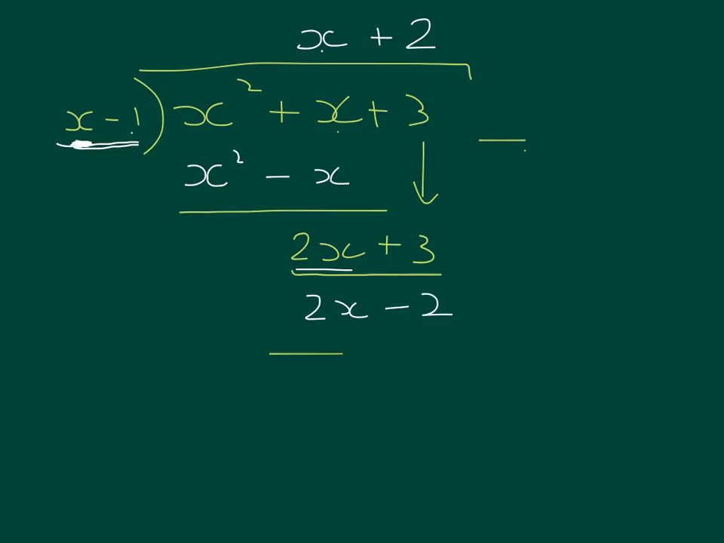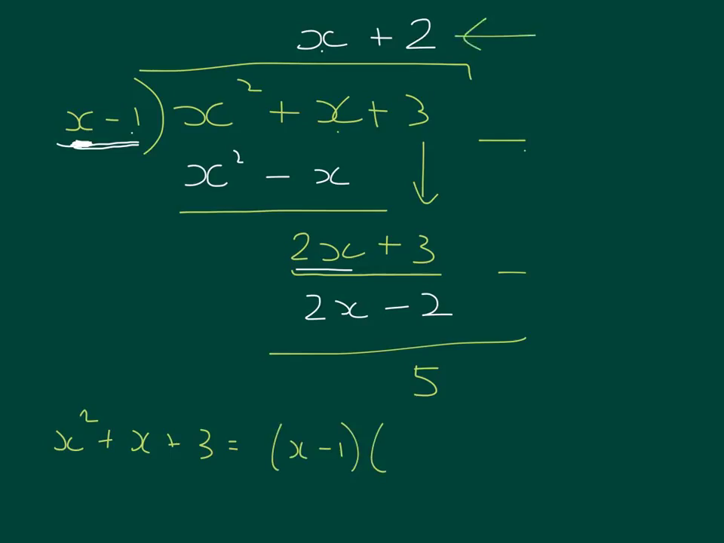And then I need to take away those. 2x minus 2x is nothing, plus 3, take away negative 2 is 5. So the remainder here is 5. That means x squared plus x plus 3 will equal x minus 1 multiplied by what we had up the top there, x plus 2, plus a remainder of 5. And that is the same remainder as we looked at before when we looked at the remainder theorem.